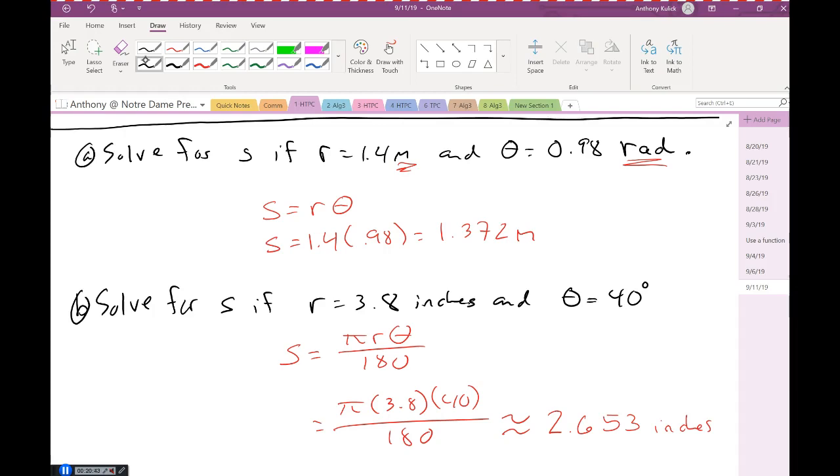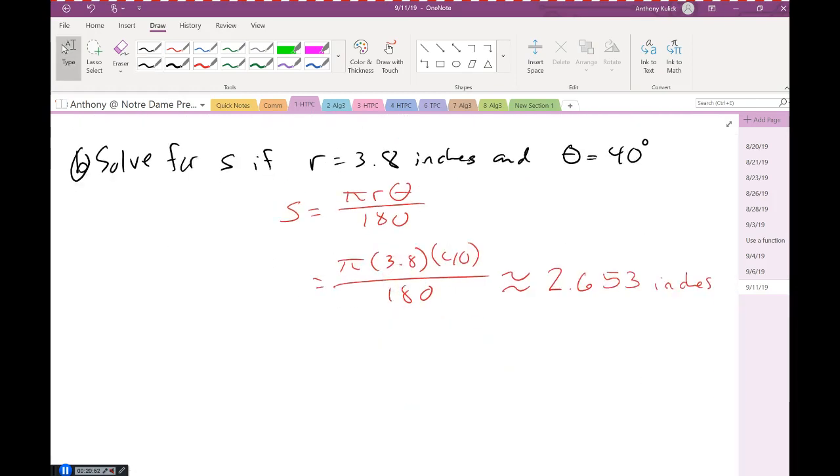Everyone okay so far? Hopefully this feels pretty easy, right? All we're doing is just typing stuff into a formula. Not too tricky.